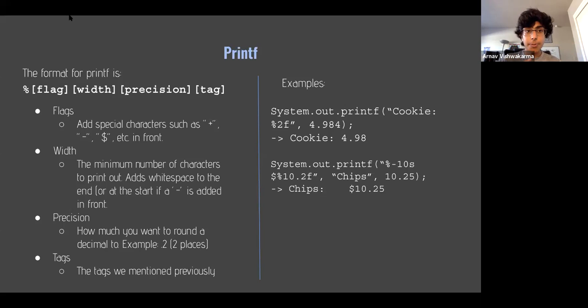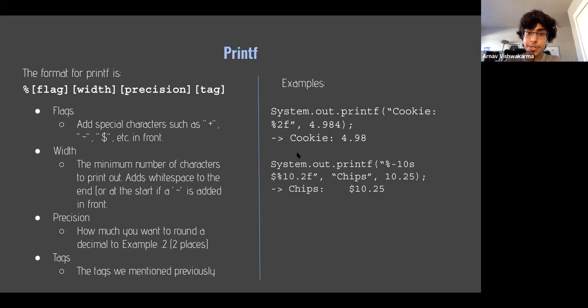One thing to note about width is that if you have a width of 5 and your word is a 2-letter word, it only prints out 3 white spaces instead of 5. It prints however many white spaces it needs to get to the number that you specify. The third item is precision, which is how much you want to round the decimal place to. For example, if we had .2 as our precision, it would round to 2 decimal places. And then the last thing is the tags, which we went over previously.